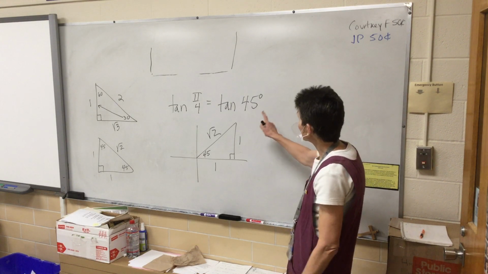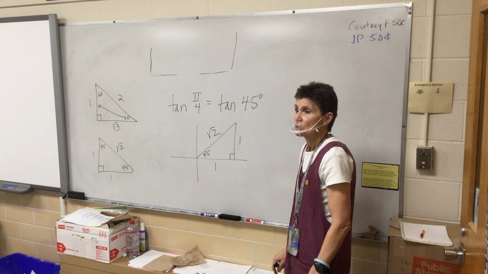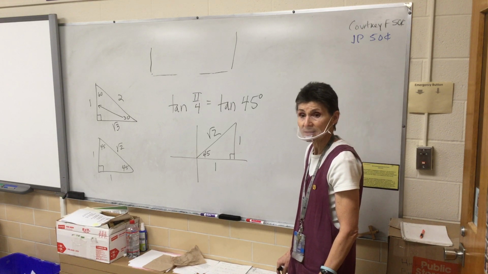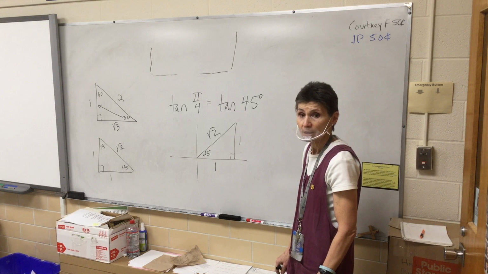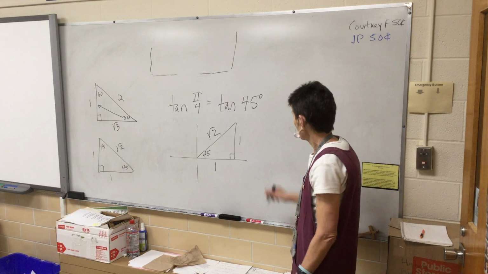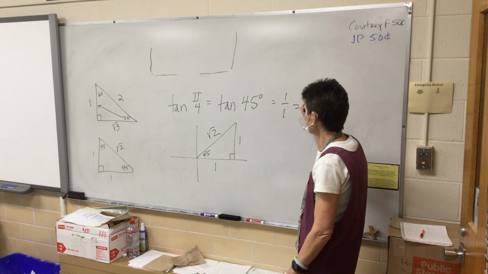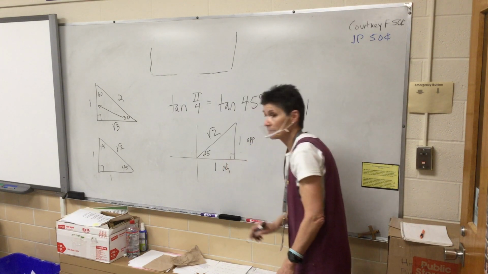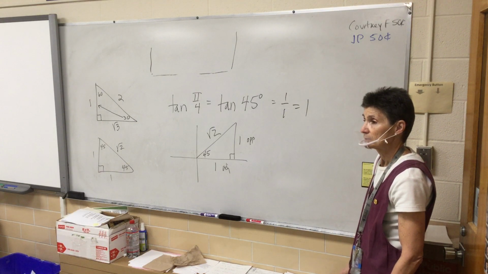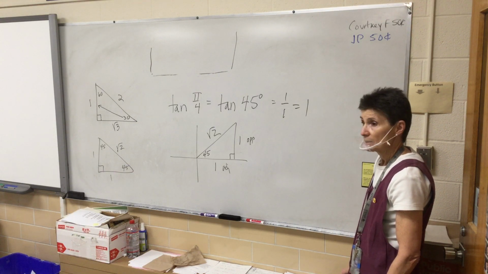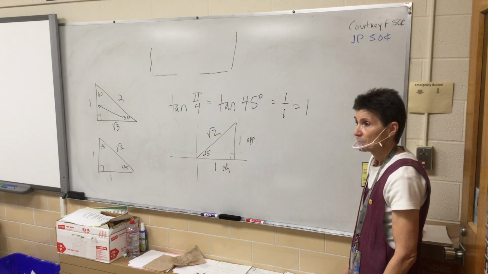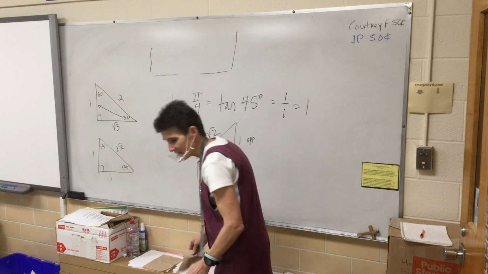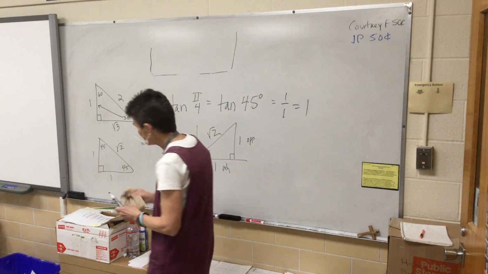Now I want the tangent. Toa, Sohcahtoa. Tangent is opposite over adjacent, which is 1 over 1, 1 over 1. This is opposite, this is adjacent. And that's it. Wow, this is easy stuff. Let's try the next one.